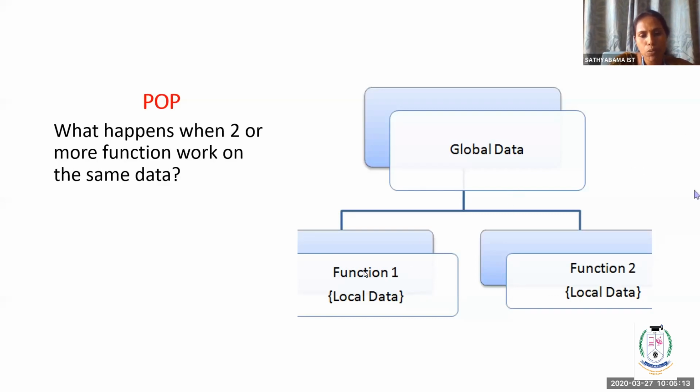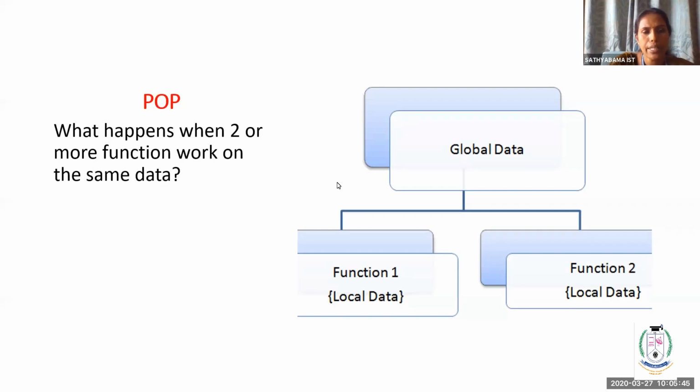So if more than one function can access the global data at a time, what will happen? If more than one function is accessing the global data at a time, then incidentally or accidentally, some of the functions may change the global data. So this will lead to the problem of erroneous output, and the entire task produces erroneous output. So this is a major challenge in the procedure-oriented programming language.